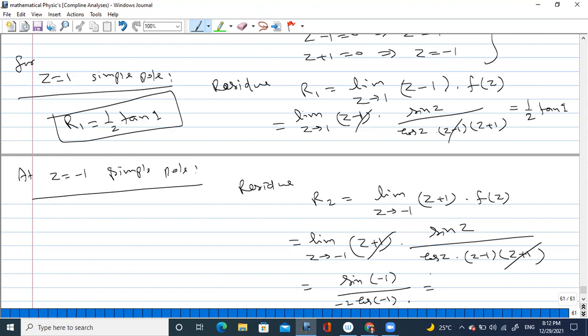Now sin minus 1 is minus of sin 1. Cos minus 1 is cos 1 only. So it will be minus 2 cos 1. So minus 2, minus cancel. So again the answer is 1 by 2 tan 1. So R2 is also 1 by 2 tan 1.